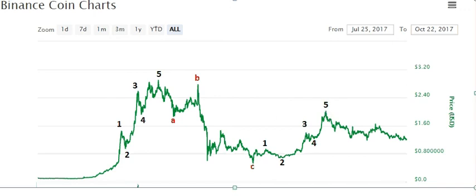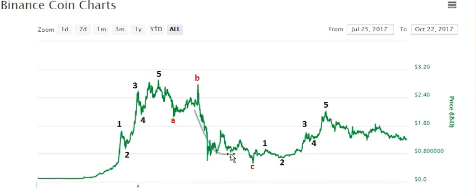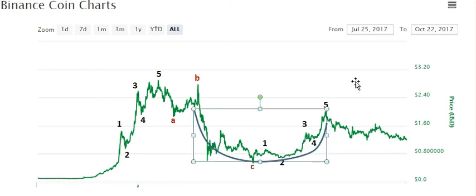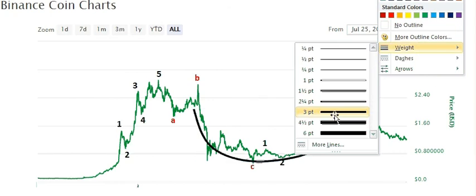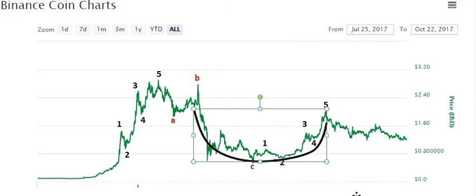Not only that, if you combine what I drew earlier, the rounding bottom pattern, you would have gotten out as well.